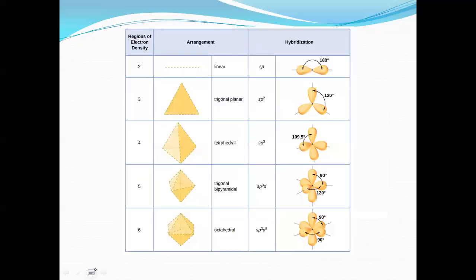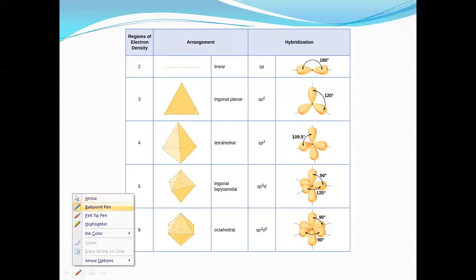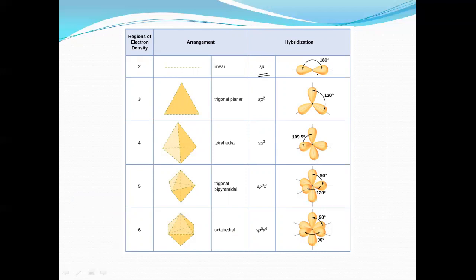Right. So when we look at the shapes here, for sp hybridization it is linear, and for sp2 hybridization it is trigonal planar where the angle is 120. For sp3 hybridization, the shape is tetrahedral where the angle is 109.5. When the hybridization is sp3d, the shape is trigonal bipyramidal with bond angles of 120 and 90. And with sp3d2 hybridization, the bond angle is 90 degrees with octahedral geometry.